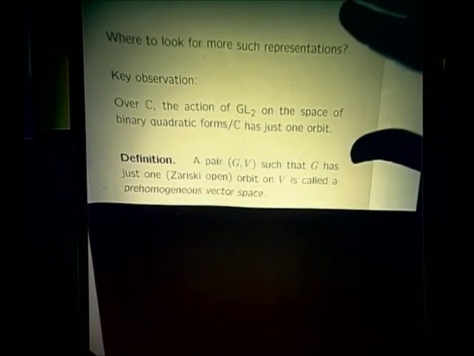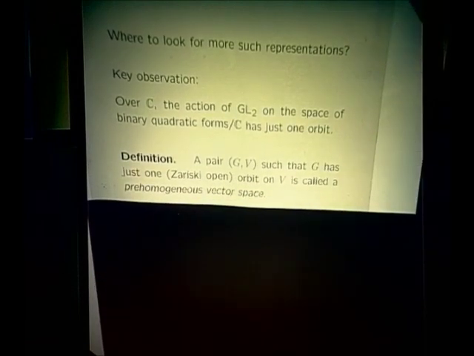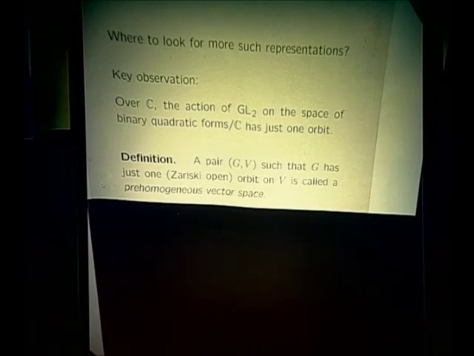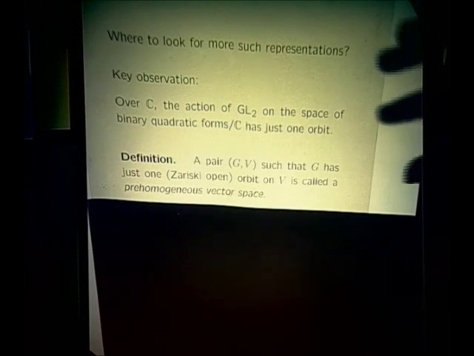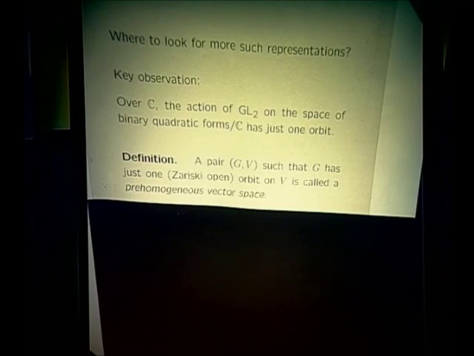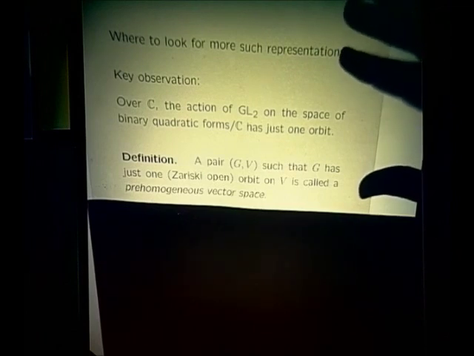And in general, as Henri already mentioned this morning, a pair G, V, where G is an algebraic group and V a representation, such that there's just one Zariski open orbit over the complex numbers, is called a prehomogeneous vector space. So binary quadratic forms is one example of a prehomogeneous vector space, and we can ask, are there other such representations? That may be a first place to look for other parameterization spaces, such as Gauss's. So are there other such representations?